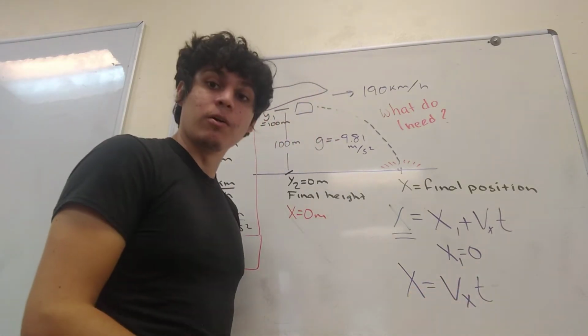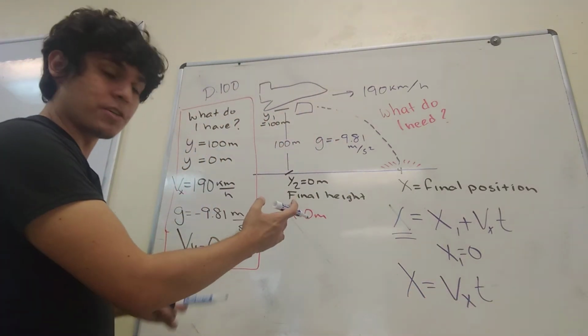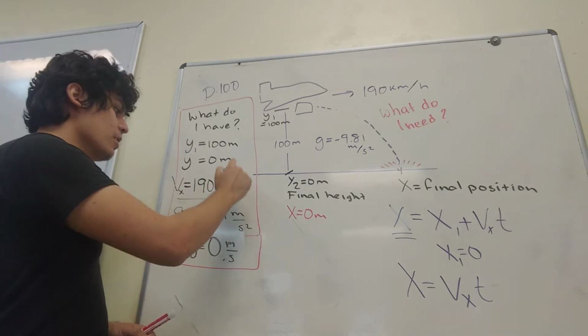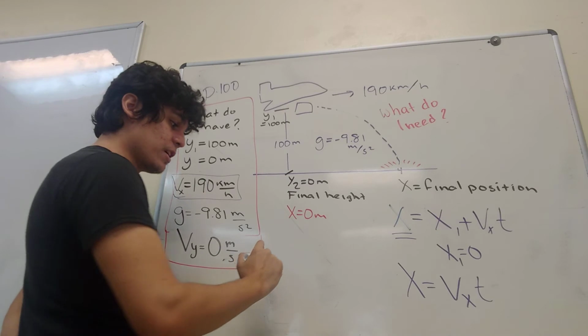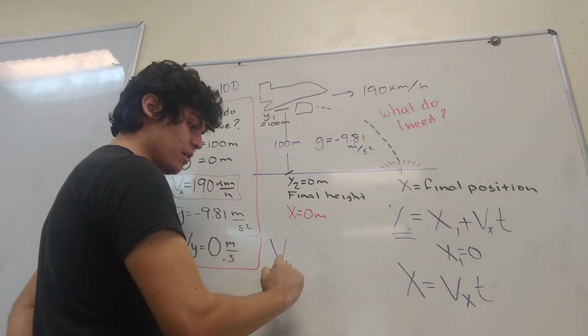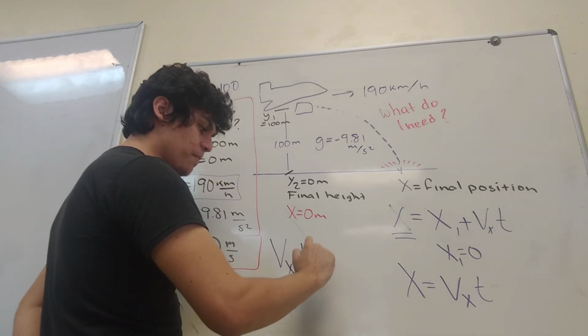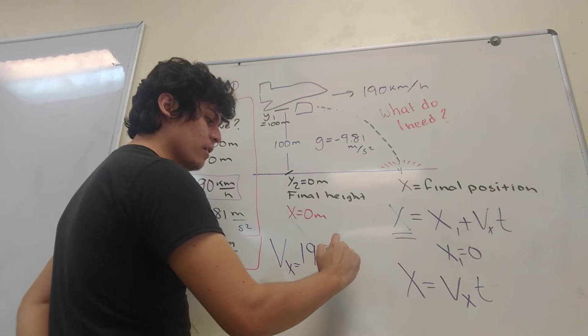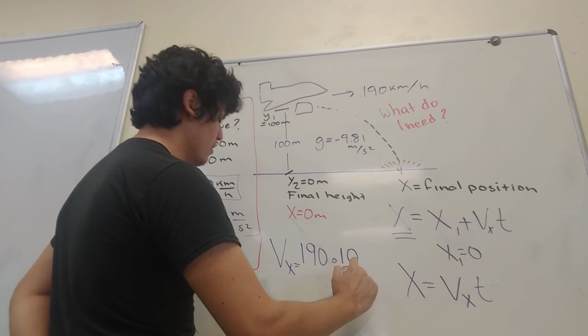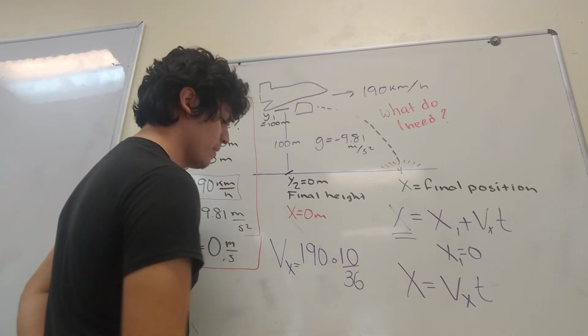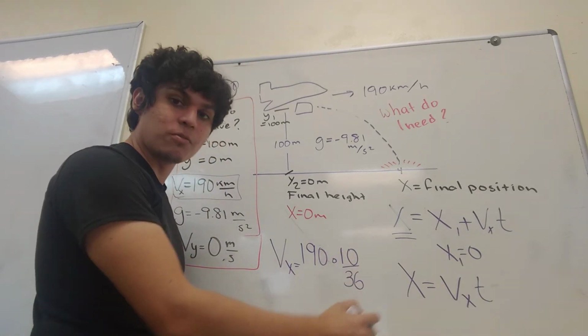Okay? Now, good thing, we actually know the velocity in the x direction. It's 190 kilometers per hour. Bad news is that we need to change that to meters per second. However, there's a formula. If you get the 190 and you multiply it times 10 divided by 36, then you should be able to get the meters per second.